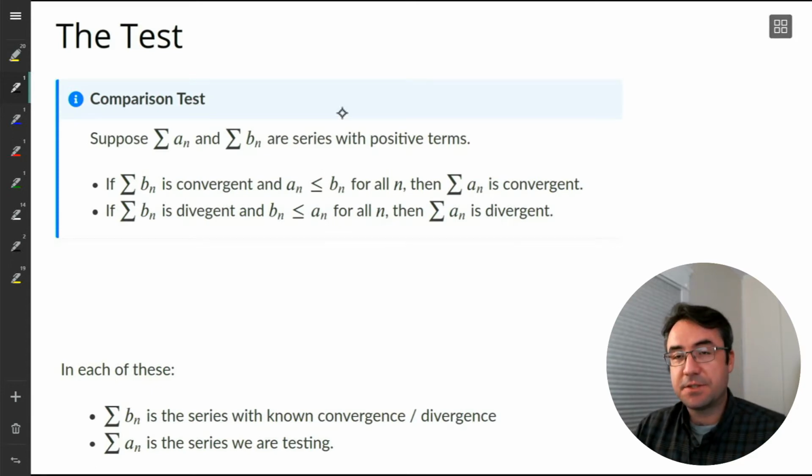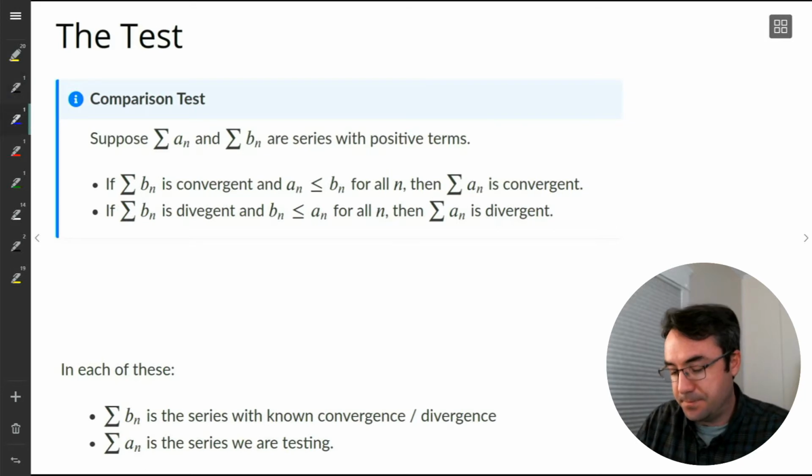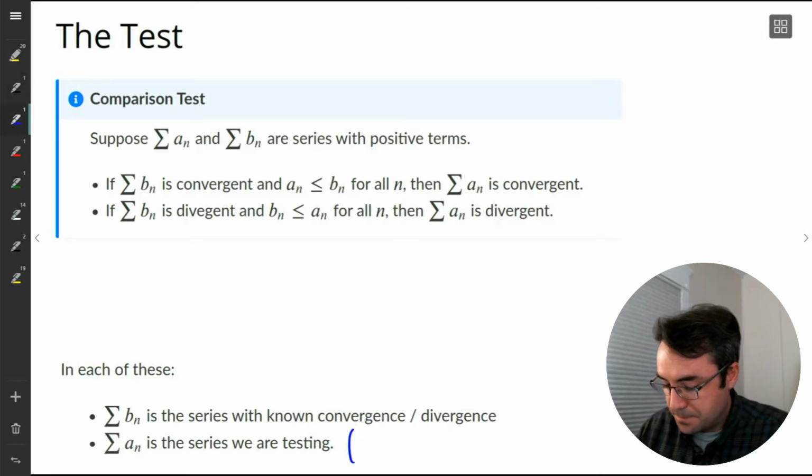In this test, we have these two series, sigma an and sigma bn. Sigma bn is the series for which we actually know what's going on. This is our series where we know whether it converges or diverges. And sigma an is the series that we're actually testing. This is our unknown. Sigma an is our unknown.